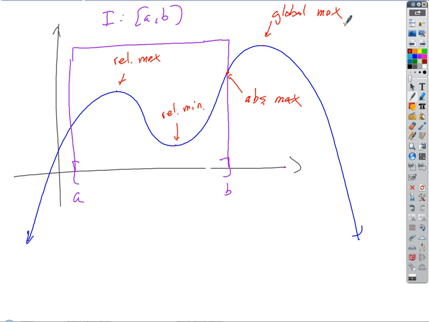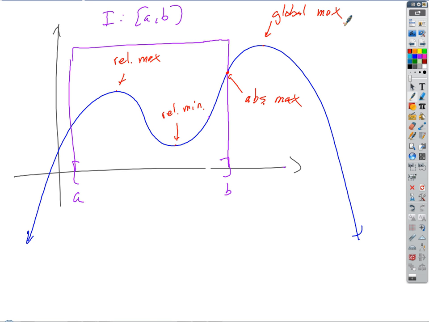So if you have a global maximum, that also means it's going to be the absolute maximum too? Yes, a global maximum, if it's included in your interval, in the domain, implies that it's everything. It's a relative max, it's an absolute max, and it's a global max. But the absolute doesn't imply that it's the relative.